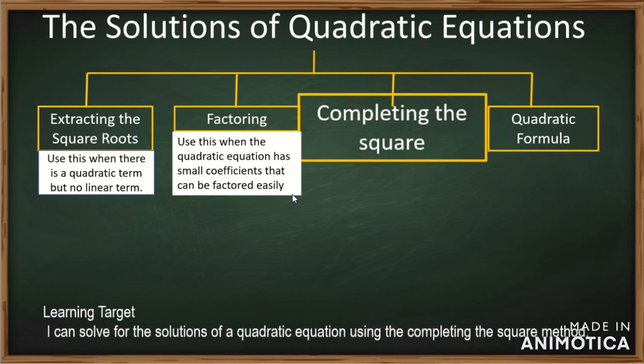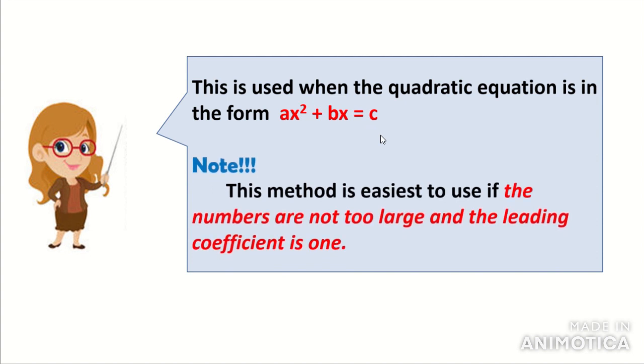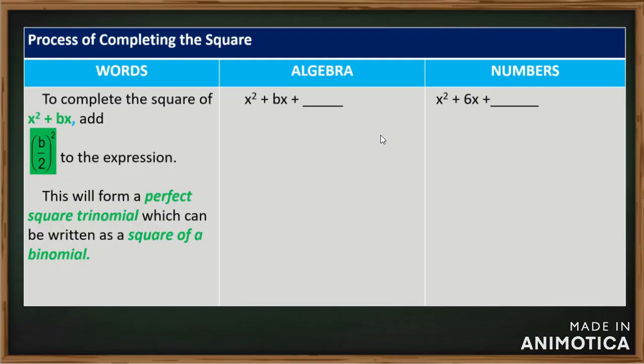And for this, we have this learning target. Take note that we make use of the completing the square method when the quadratic equation is in the form ax squared plus bx equals c. And just like factoring method, this method is easiest to use if the numbers are not too large and the leading coefficient is 1. In doing so, let us learn first how to complete a perfect square trinomial from a binomial. So this is how we are going to do it.